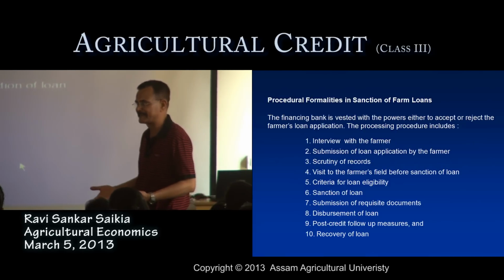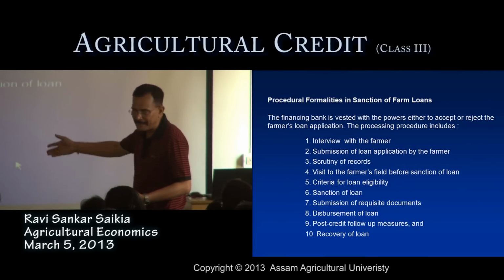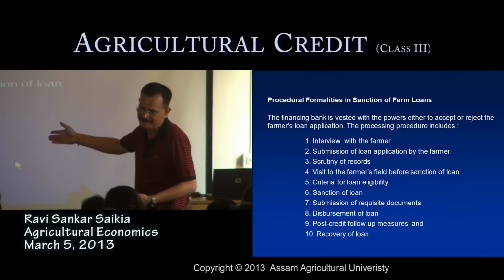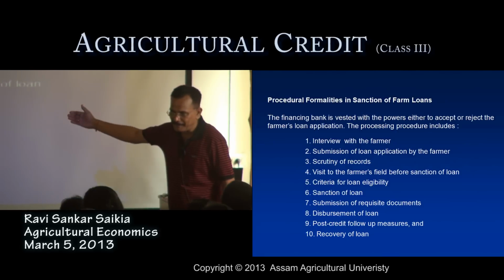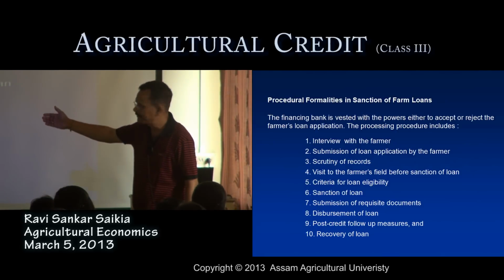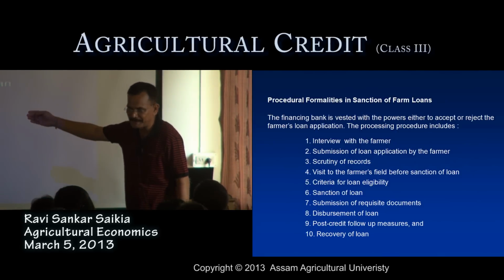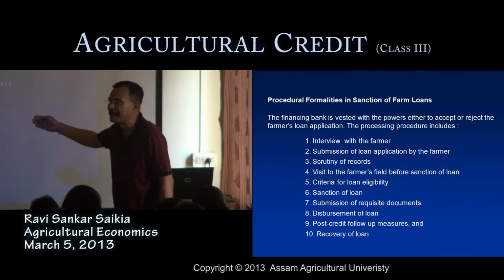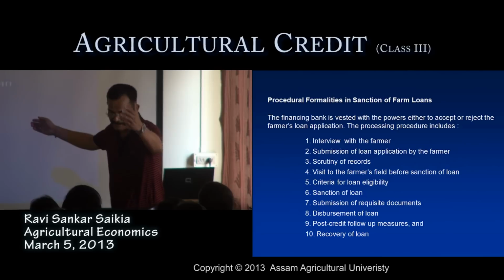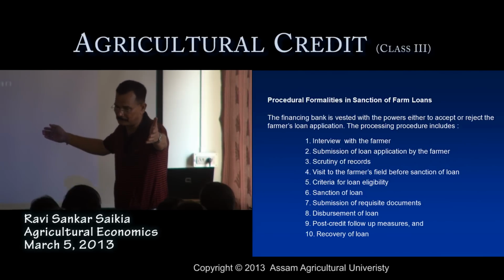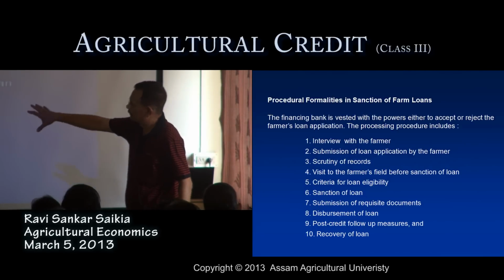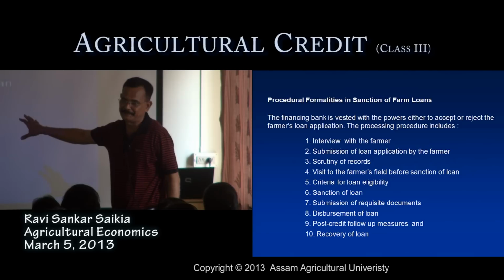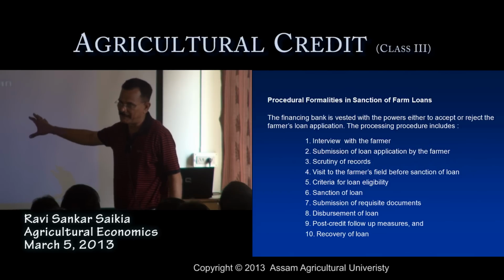Scrutiny of the records is essential. All this is done by whom? By the bank officials. This is the duty of the bank officials. Then the bank officials, in the form of the marketing officer or the field officer, visit the area mentioned by the farmer before disbursement of the loan. Then they check the eligibility criteria, whether the farmers follow all the eligibility criteria to take the loan or not.